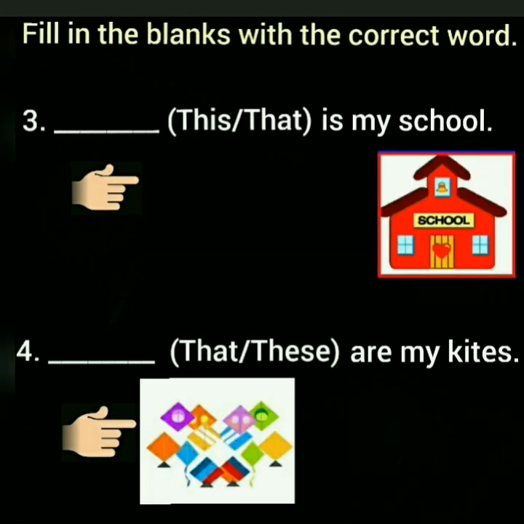Dash bracket this slash that is my school. Kids, very easy. Come on, say what will come. This or that? Yes, that. Because the school is far from me. So we will write that. That is my school. Now number 4.